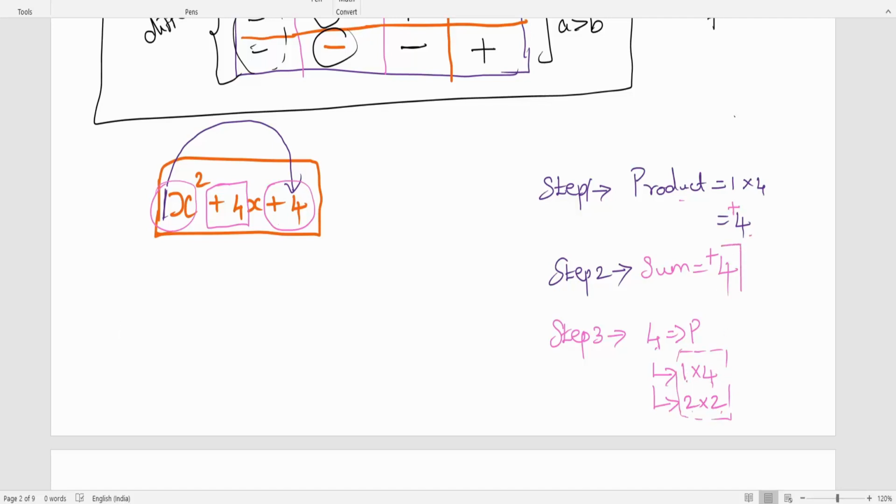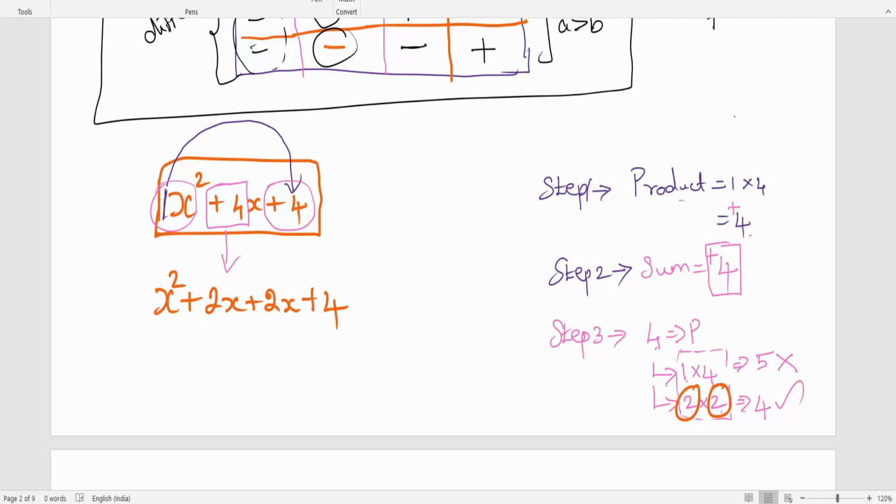Now my sum of the numbers has to be plus 4. So if I add 4 and 1, I'll end up with 5, which is not 4. If I add 2 and 2, I'll end up with 4. So this is the right pair. So now we have to split the middle term alone, that is the sum value. So you have to split it as x square plus 2x plus 2x plus 4. So the 4x I have written as 2x plus 2x. Now this is my equation.